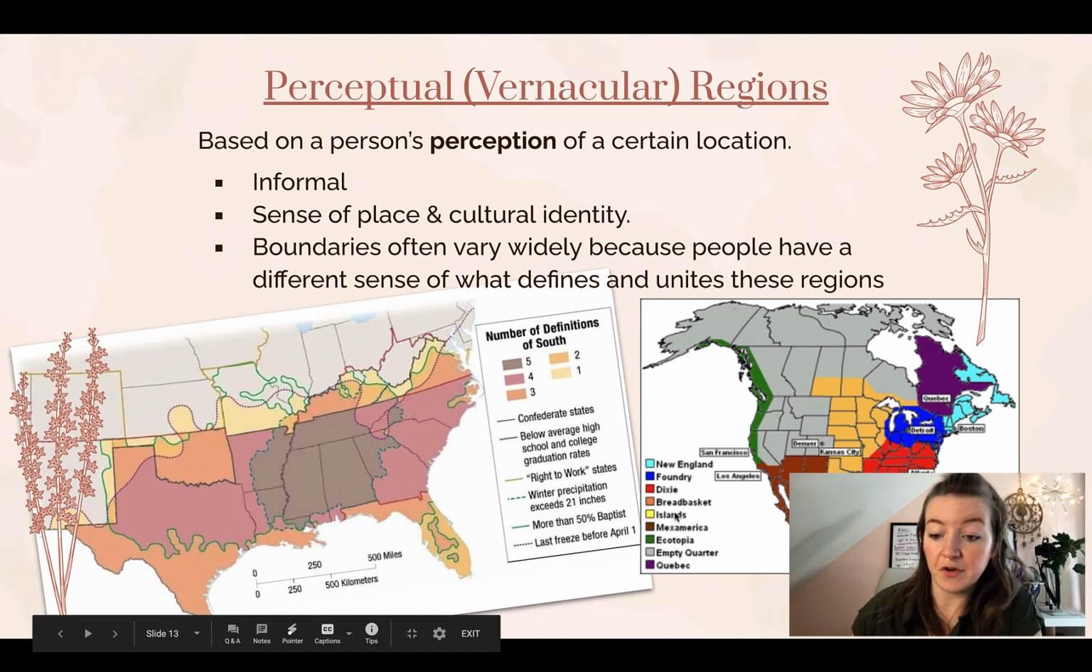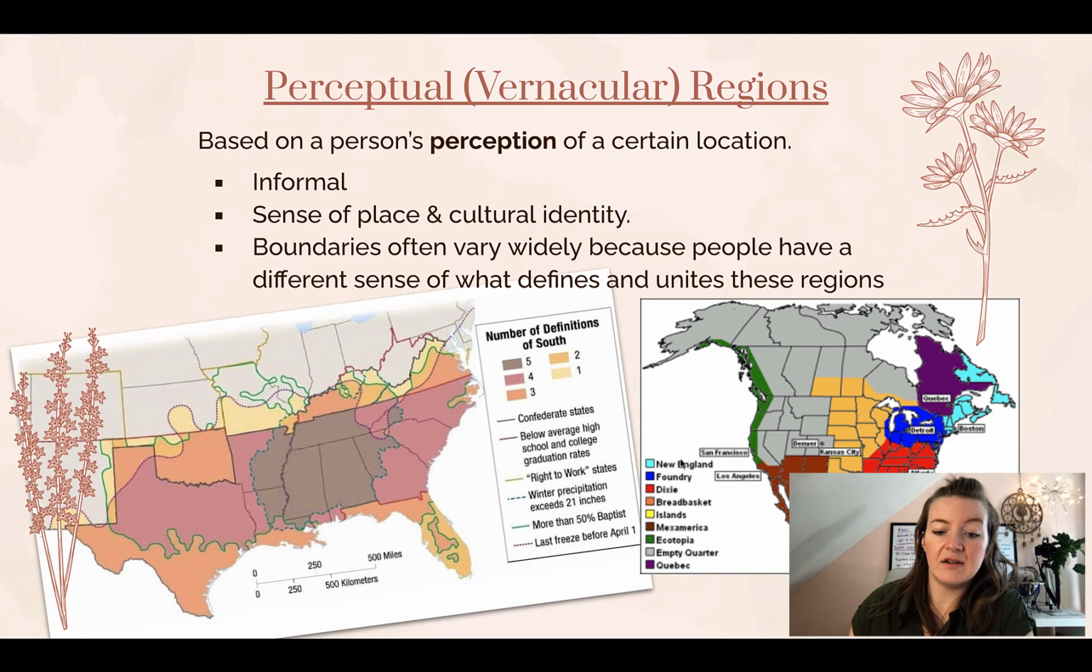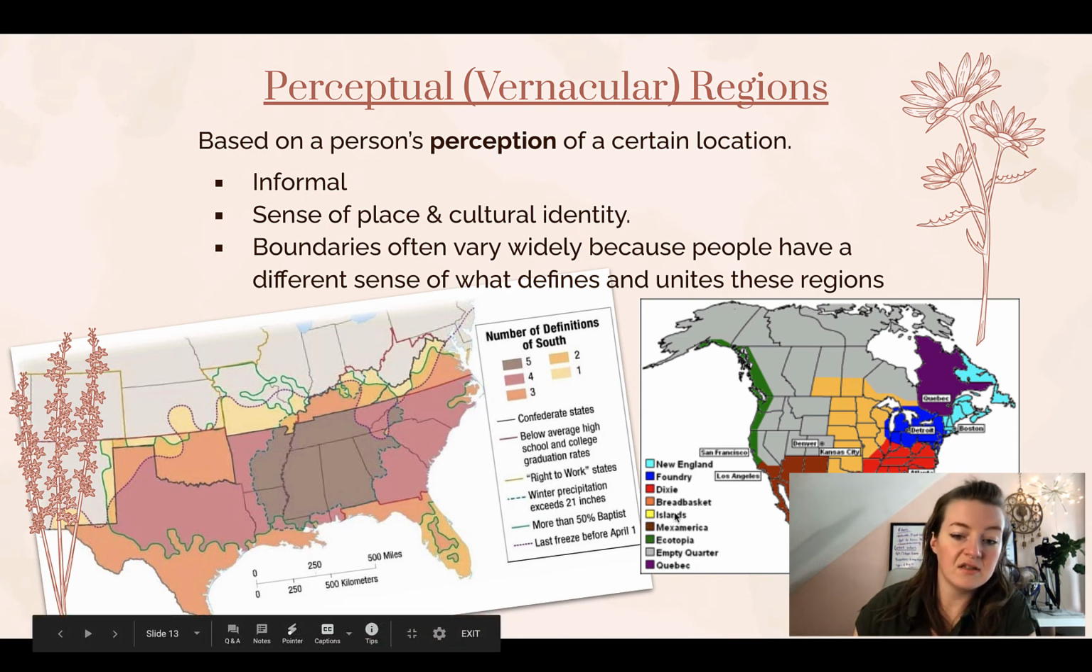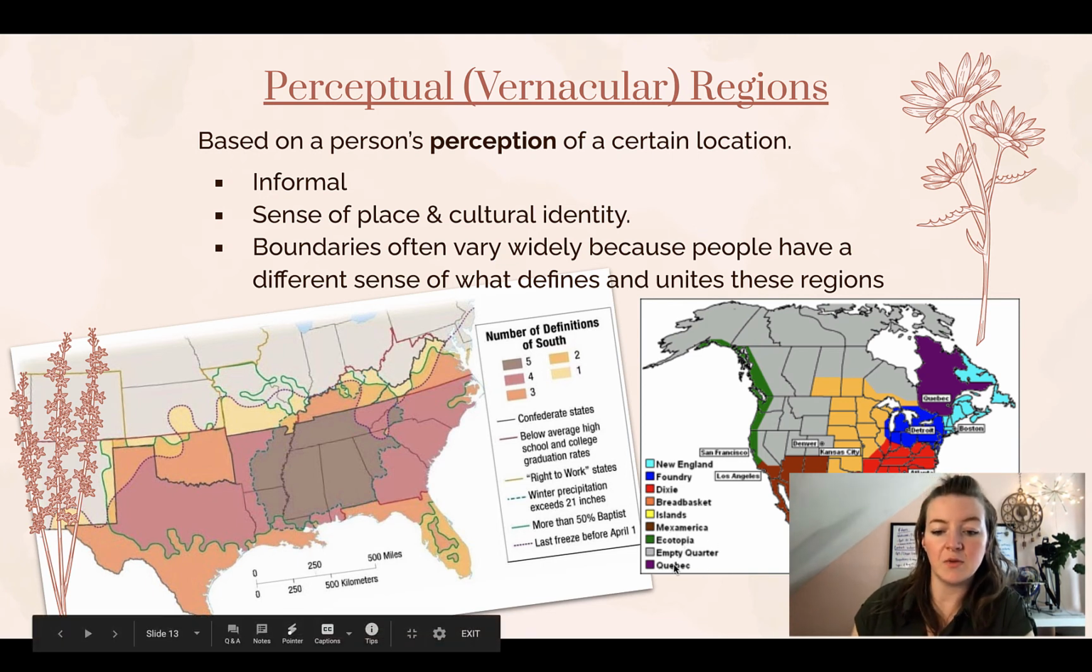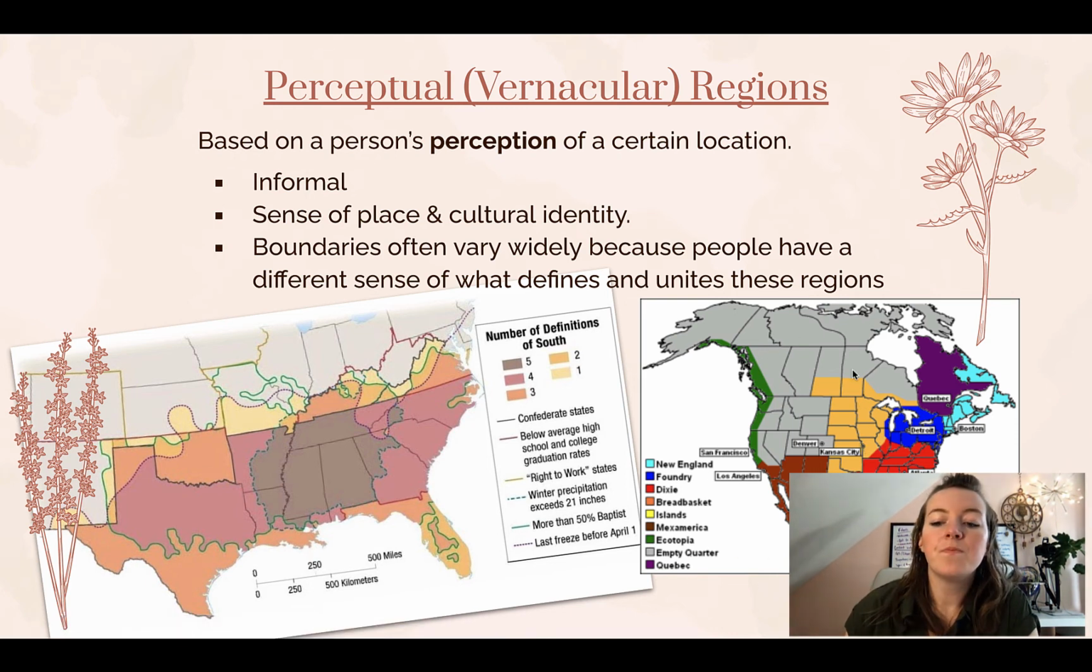And if we look over here, we see different regions in the United States. And again, these have kind of silly different names on it. So we have New England, we have Foundry, we have Dixie, we have the Breadbasket, we have the Islands, Mex-America, Ecotopia, the Empty Quarter, and Quebec. And this is including, obviously, Canada. But we see very different definitions of different places. So Dixie is our functional South. That one's a lot different than a lot of these. It's similar, but it has differences.